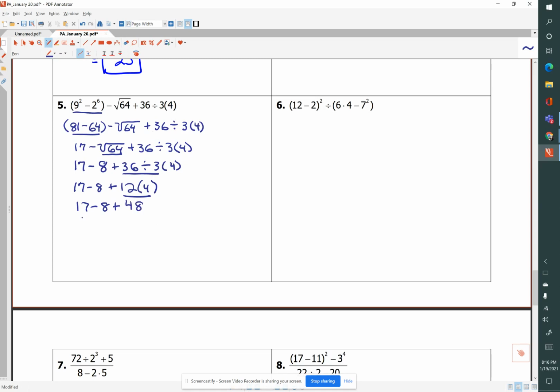Now I just work from left to right. 17 minus 8 is 9, plus 48, and 9 plus 48 is 57. Little bit tricky, that one, but work hard.